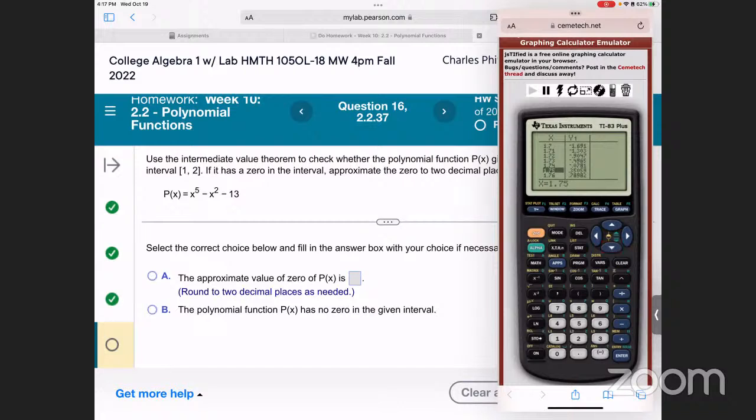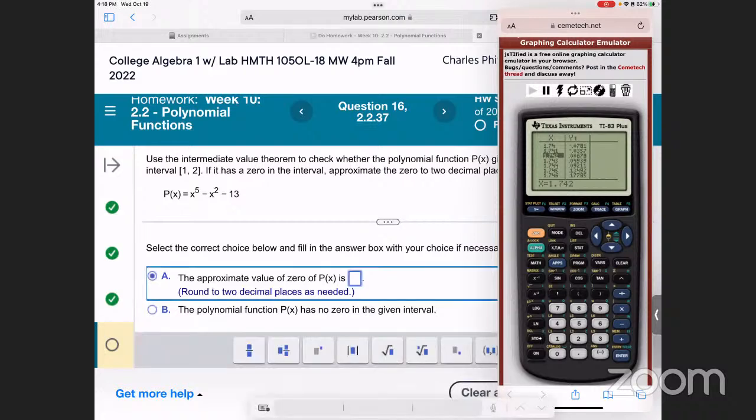Because they want us to round to 2 decimal places, we need to zoom in one more time. So we're going to have the table start at 1.74 and change by 0.001. Let's go to the table. We get a sign change between 1.741 and 1.742. If we round to 2 decimal places, these both round to 1.74. So we're going to do 1.74.